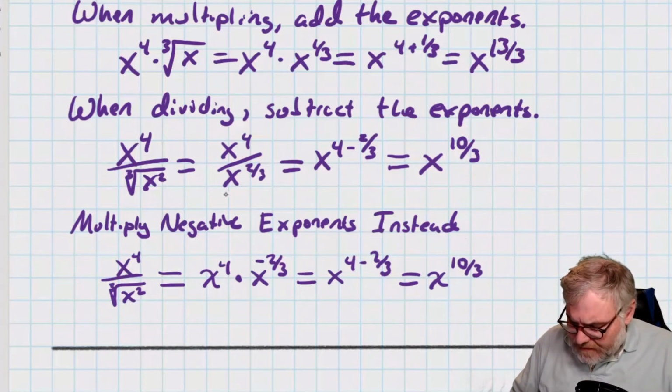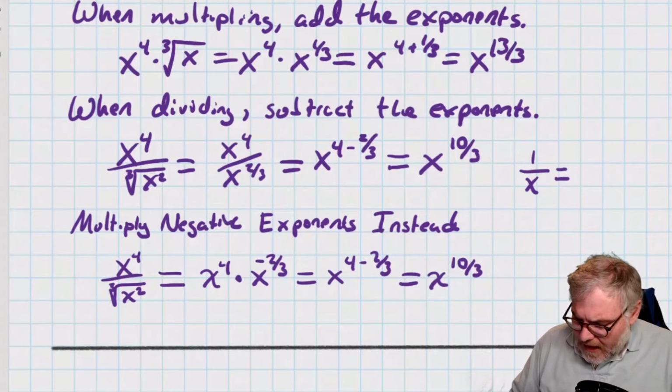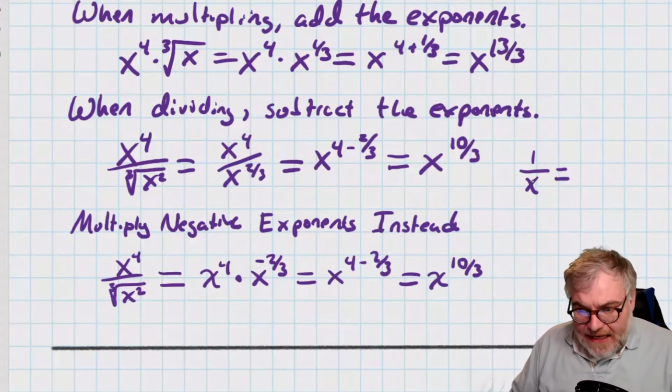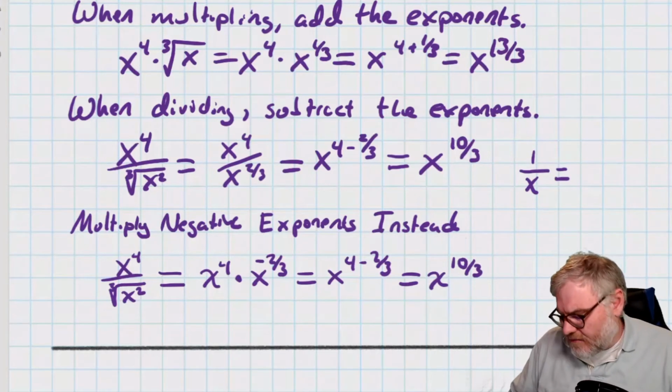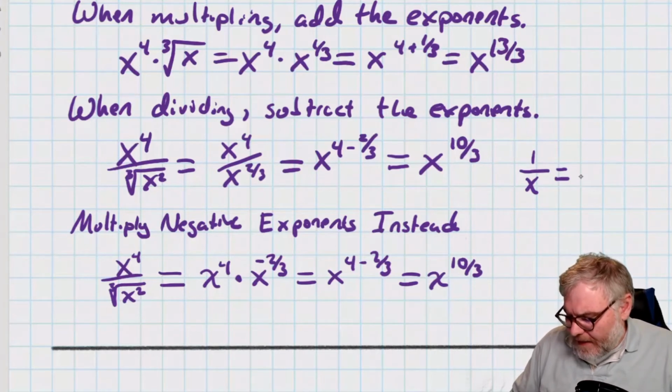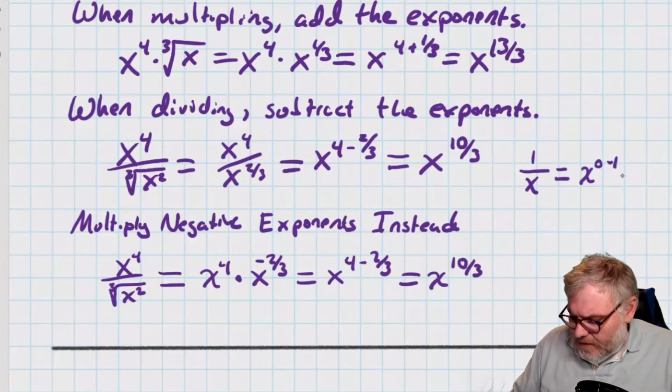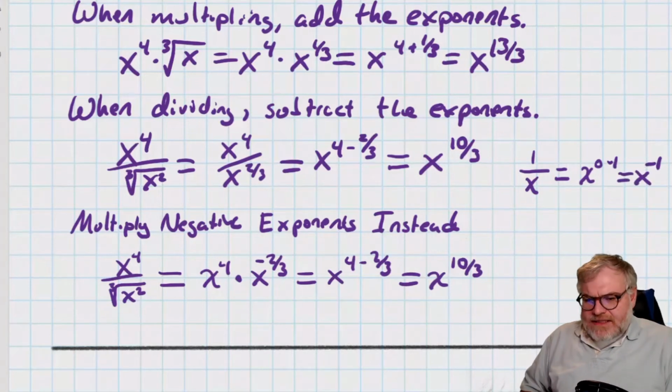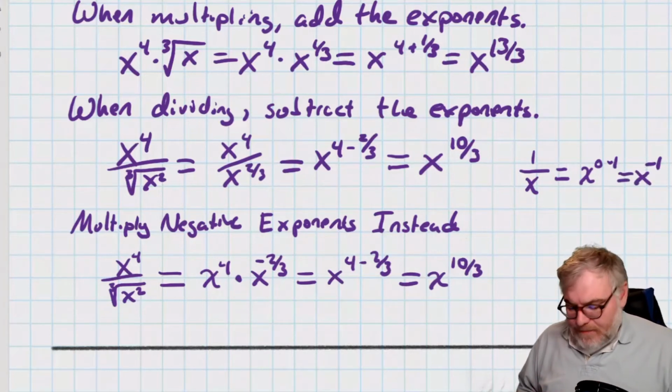So if dividing, I subtract the exponent below, that means that something like 1 over x would equal, I'm going to subtract the exponent of the bottom. Here I've got a 0, right? This is x to the 0, which is 1. So this becomes simply x to the 0 minus 1, which would become x to the negative 1. So anything that's on the bottom is going to be a negative exponent.